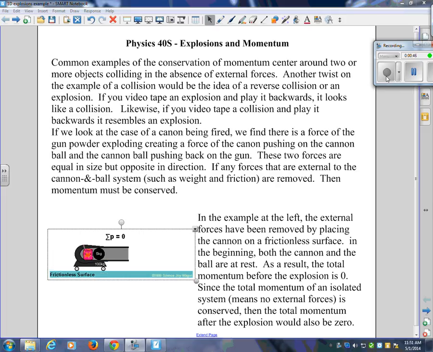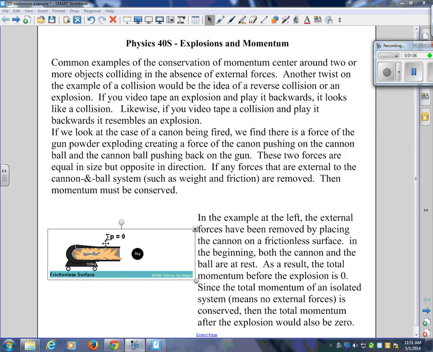If we look at the case of a cannon being fired, we find there's a force in the gunpowder exploding, creating a force in the cannon pushing on the cannonball, and the cannonball pushing back on the gun. These two forces are equal in size but opposite direction. If any forces that are external to the cannonball system, such as weight and friction, are removed, then momentum must be conserved. In the example here at the left, now what does this thing here mean?